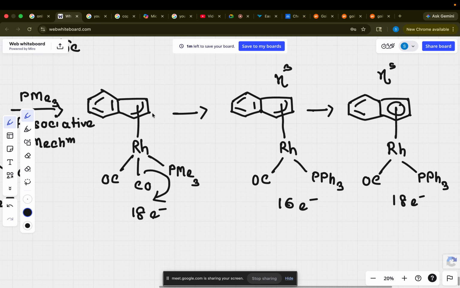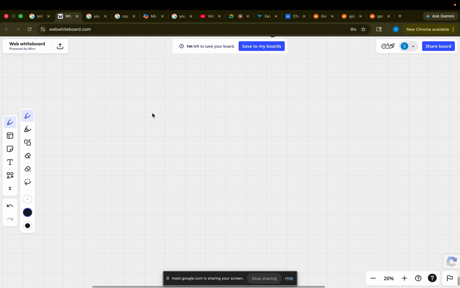So if you have this kind of polyhapto ligand and lower hapticity is possible, it will undergo an associative mechanism. Clear? Done? Any doubt? Tell me. Any doubt in this example? No, sir. Okay, fine.